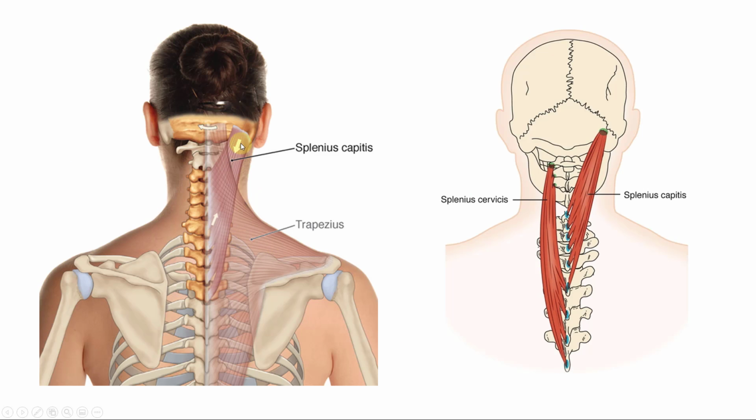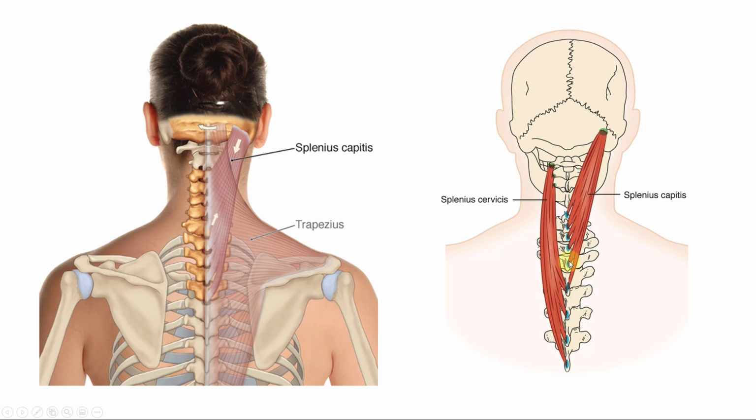If we go deeper from the trap, right underneath there, we have the splenius capitis. Splenius means bandage in Greek. And you have a capital division and you have a cervical division. And you'll see that a lot of the muscles in the neck have this relationship where you have a capital, a cervical, and as we'll look at, you have a thoracic and lumbar division as well.